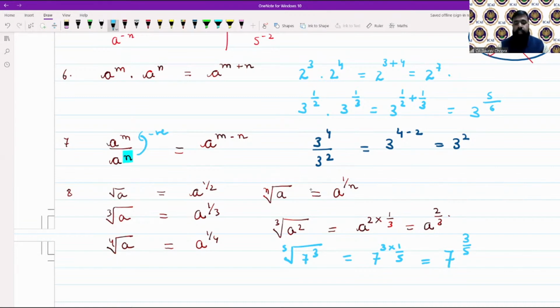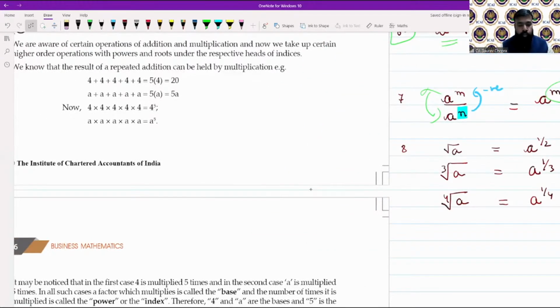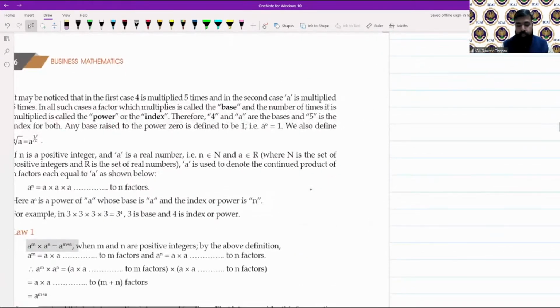All right. So whenever the bases are same, then we can apply these properties. Property number 6, it is for addition. Whenever there are numbers having multiplication in between them, then we can simply add the powers. And second, when they are into division, we can subtract them. So a to the power of m minus n. So now let us move towards the questions.